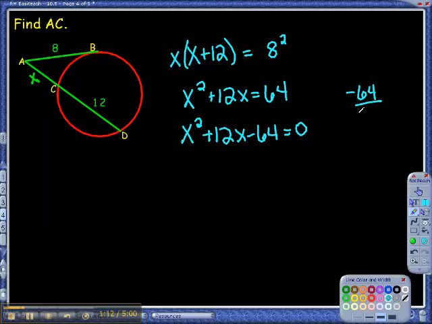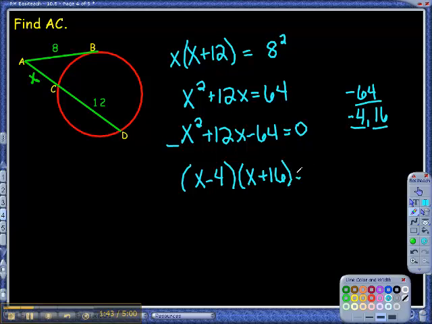Factors of 64 would have ended up being 4 and 16, which would have given us our positive 12 as long as the 4 was negative. And because the leading coefficient is just a 1, we can use our shortcut to just say it. We have x minus 4 as one of our factors, and the other factor would have been x plus 16. When you set each one of those equal to 0, you would have found that x could have been 4 and x could have been negative 16.